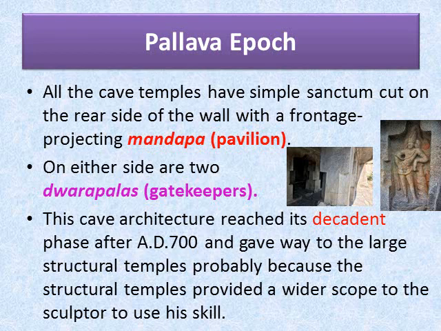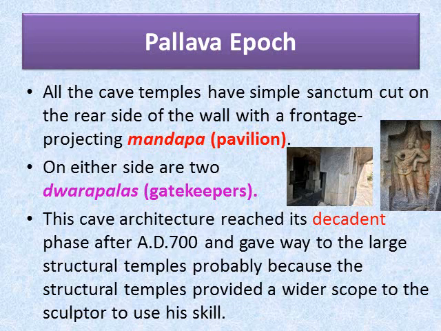Decadent, D-E-C-A-D-E-N-T, decadent is a state of decline. So the rock cut temple architecture or cave temple architecture had its declining phase after AD 700 because they were to build larger temples which were very structural, and this structural provided a greater scope for the sculptor, for the person who is sculpting it, to use his skill. He could use his skill in an elaborate way in structural temples.